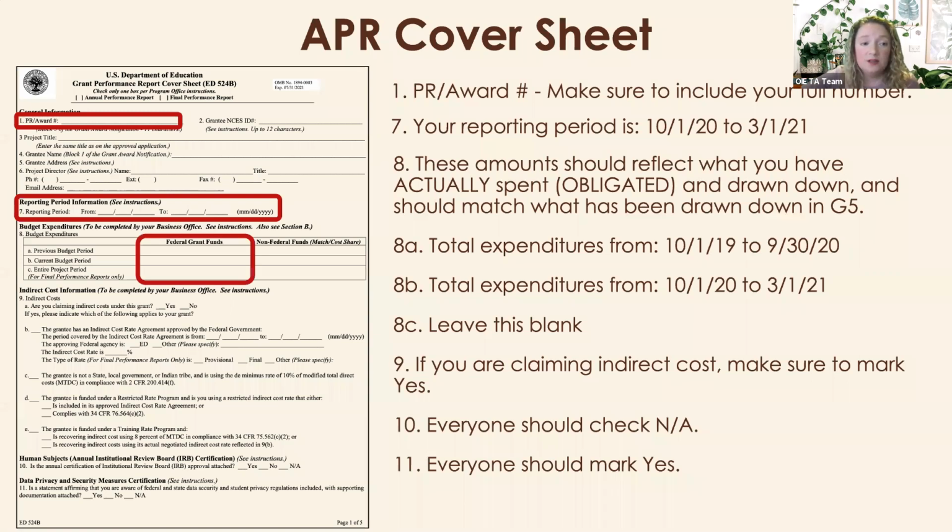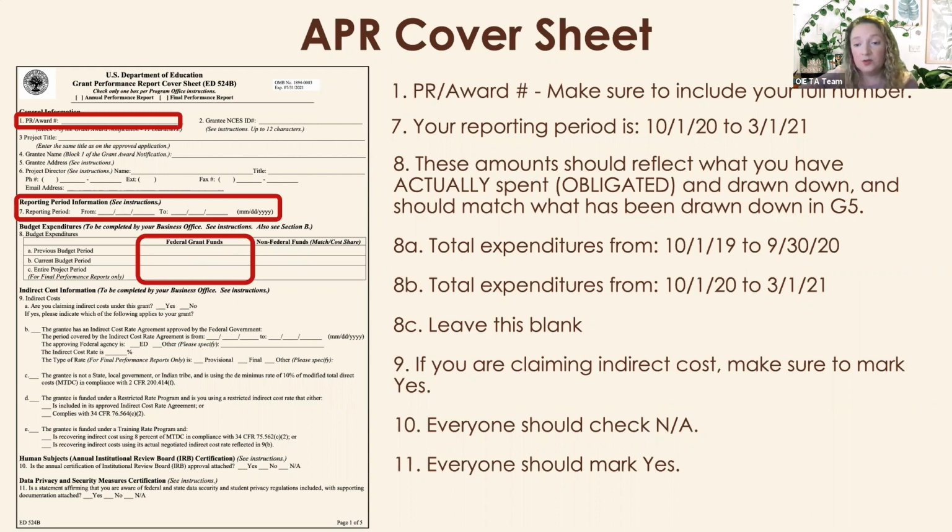Next up is the budget part. So number 8 on your form, as we look at this piece, 8A is asking for your previous budget period. Your previous budget period was the last grant year. So that's from October 1st of 2019 to September 30th of 2020. And it's asking for your total expenditures.